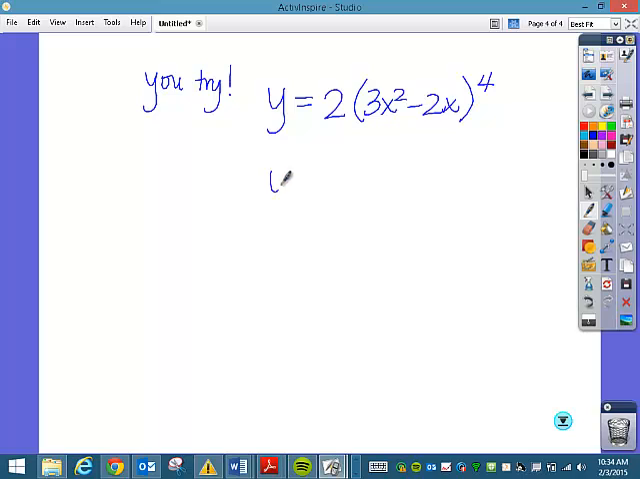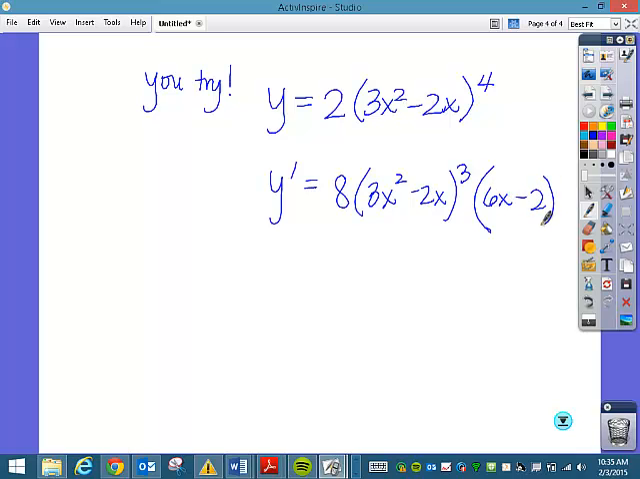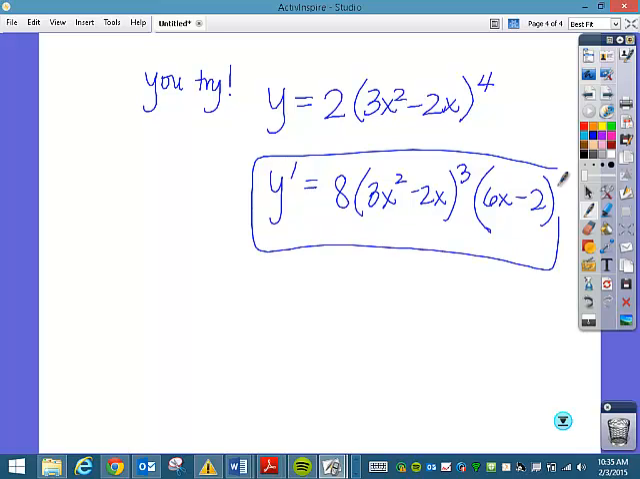When you take the derivative, y prime equals, take your exponent, pull it out front, 8 times 3x squared minus 2x. You have to keep that inside the same, can't touch it. Subtract 1 from your exponent to get 3, and then you need to multiply by the derivative of what's on the inside, which would be 6x minus 2. Final answer is totally fine.